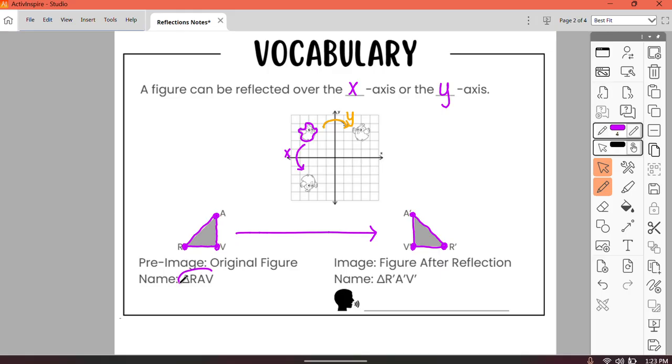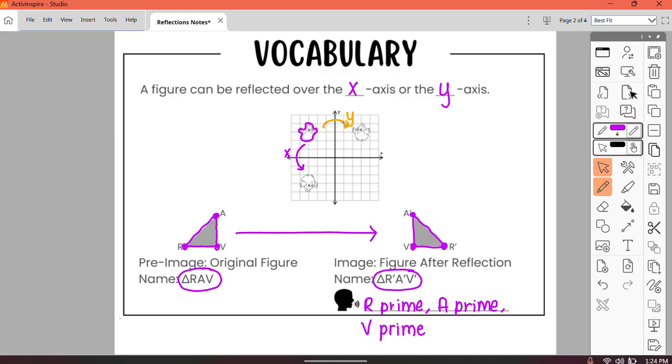So originally it was triangle RAV. Now the name looks like this. The question is, how do you say that? So those little apostrophes, we say the word prime. So this is R prime, A prime, V prime. Okay, just to show which one was the original and which one was after the reflection.